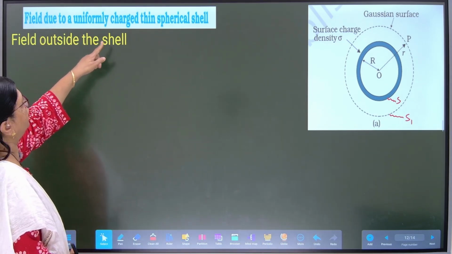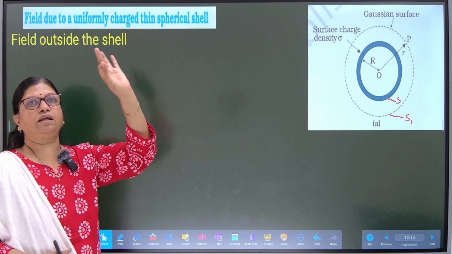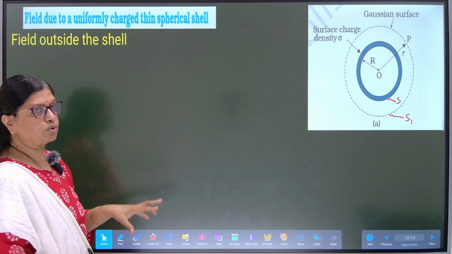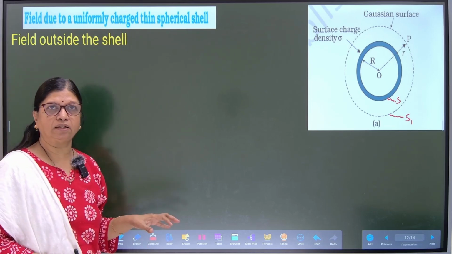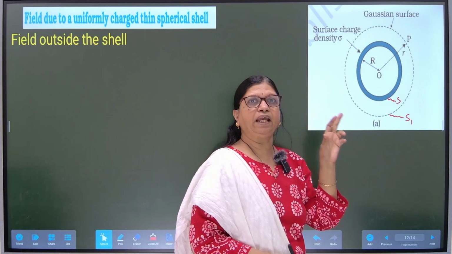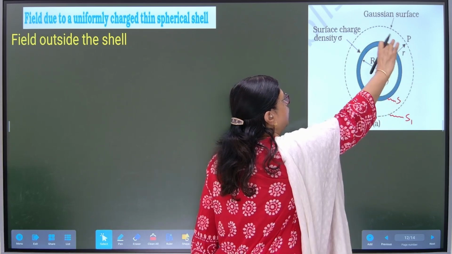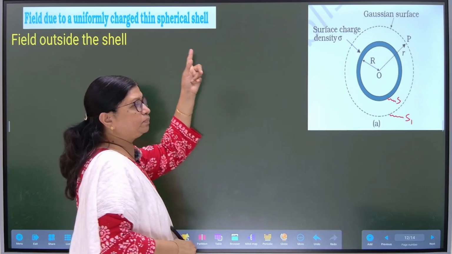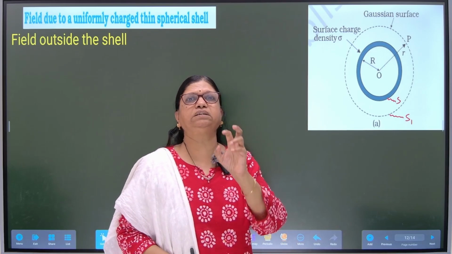So today we are doing the last topic, that is field due to a uniformly charged thin spherical shell using Gauss's law application. As usual, let us first describe what is uniformly charged. Uniformly charged means this particular shell has equal charge density at every section of the shell.